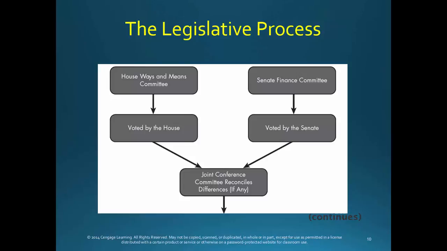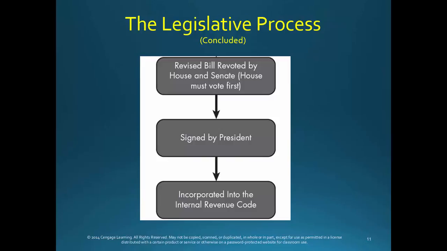Let's look at the legislative process. Moving from the House Ways and Means Committee, voted by the House, then the Senate Finance Committee, voted by the Senate, then a joint conference committee reconciles any differences. The revised bill is revoted by the House and Senate. The House votes first, signed by the President, and then incorporated into the Internal Revenue Code. And this is a reason that we must stay current with changes that are coming through different types of bills going through the Congress.